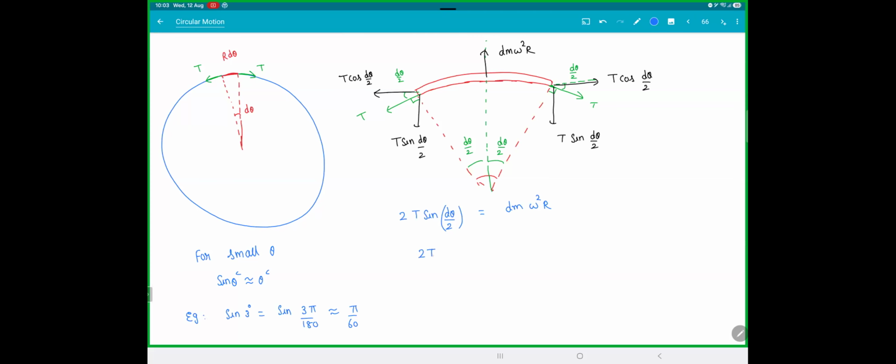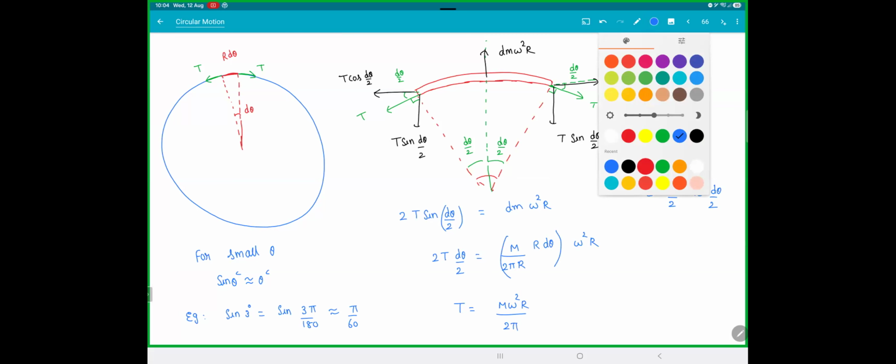So this guy will become 2T. d theta is so small, I can write sin d theta by 2 as approximately d theta by 2. That is the point of taking a very small slice. This will be 2T d theta by 2. dm will be total mass by total length, M by 2 pi r, into length r d theta. That is the dm. Because for 2 pi r the mass is capital M, for r d theta the mass is dm. 2 will cancel, d theta will cancel. We get tension T is equal to M omega square r by 2 pi. This is the tension in the ring.